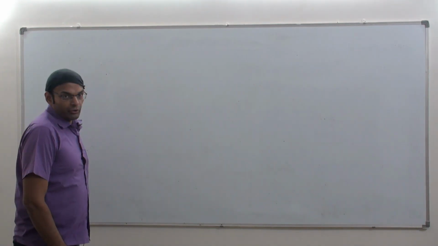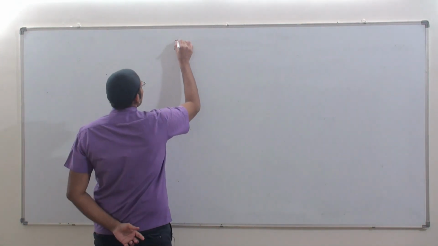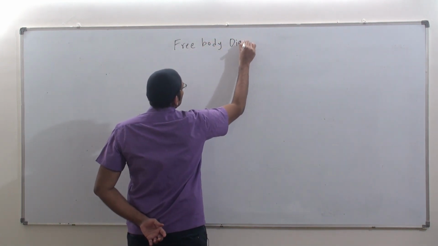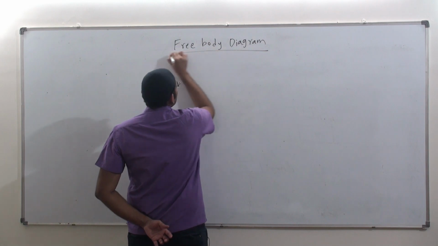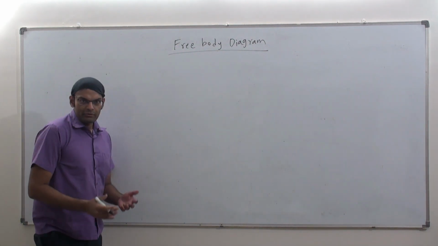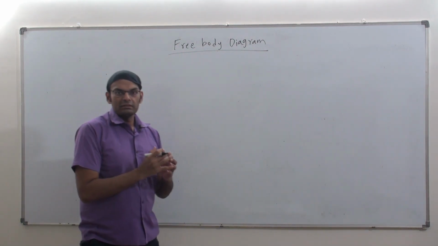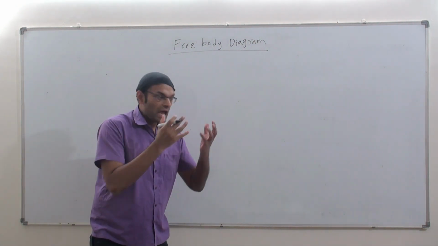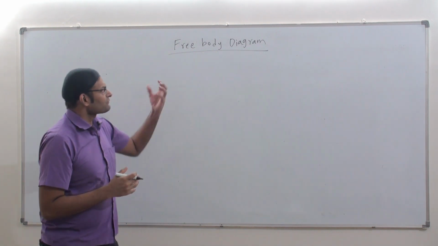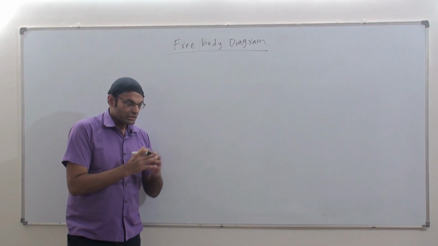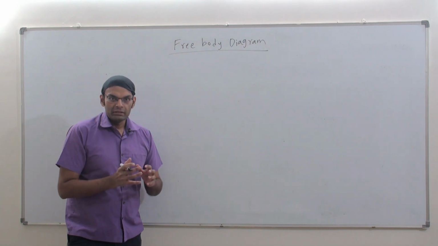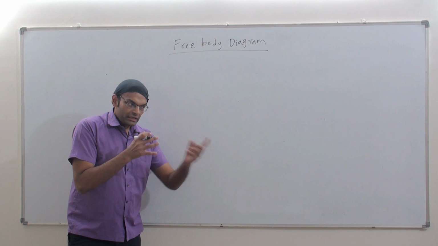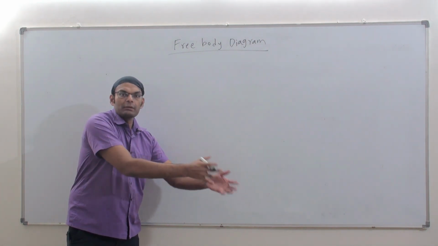Let us discuss free body diagram. As the name suggests, free body diagram refers to taking an object, freeing it from an environment, and then analyzing the forces that are acting on that object. Let me repeat. What is free body diagram? From the name itself you can see I am freeing a body from an environment, then analyzing the forces that are acting on that object if it was placed in that particular environment.